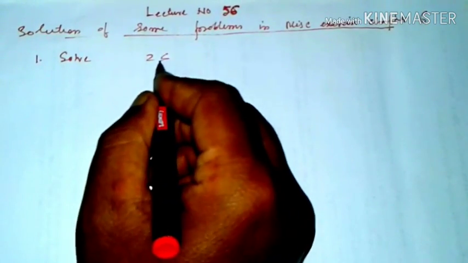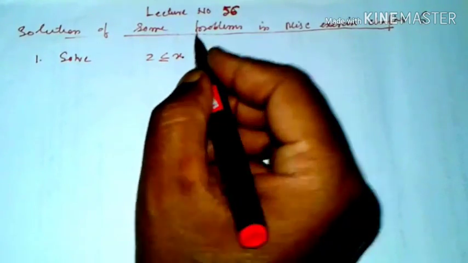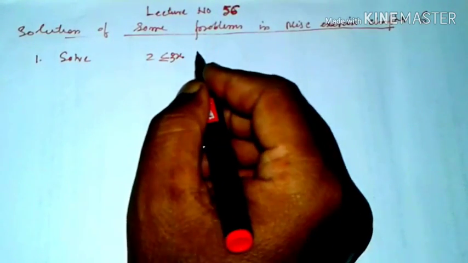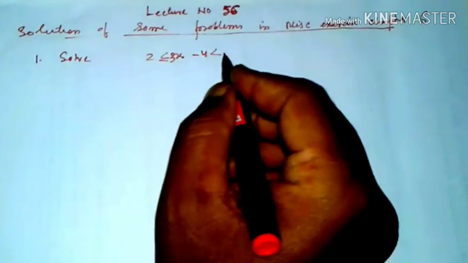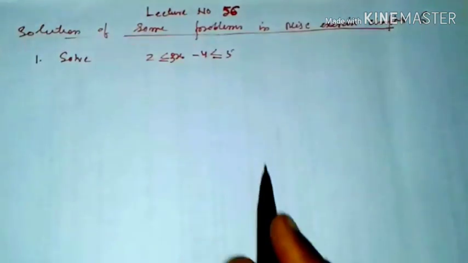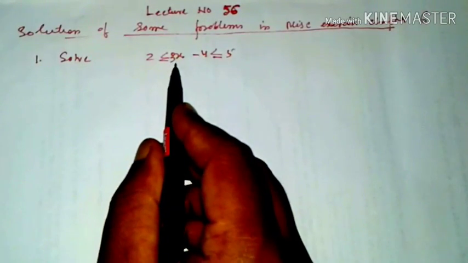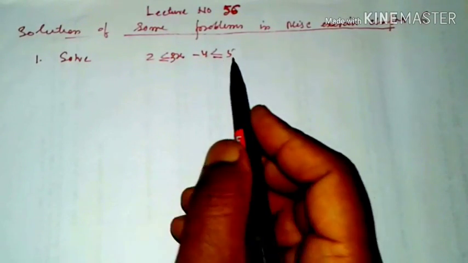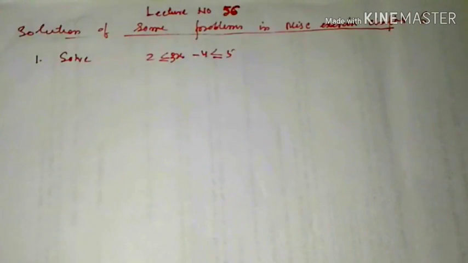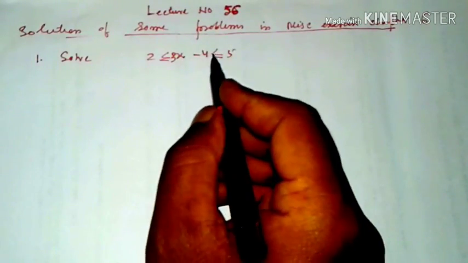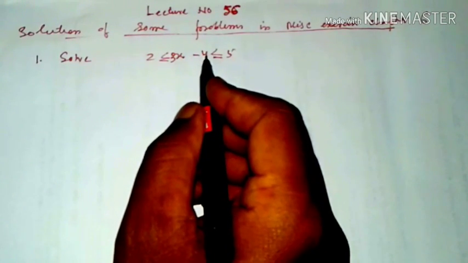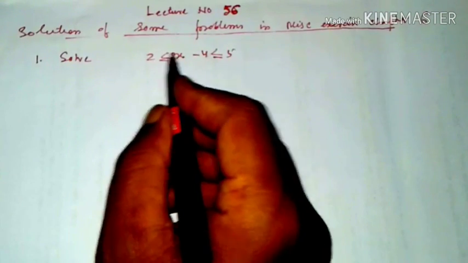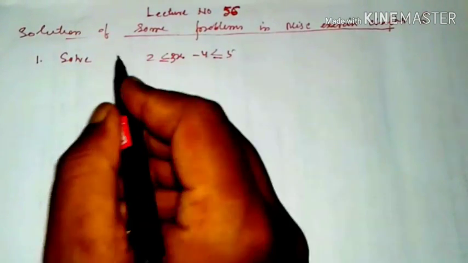2 less than equal 3x minus 4 less than 5. First problem is 2 less than equal 3x minus 4 less than 5. At first we have to remove minus 4 from here. So to remove this we have to add 4 here, and this 4 should be added in this and this also.